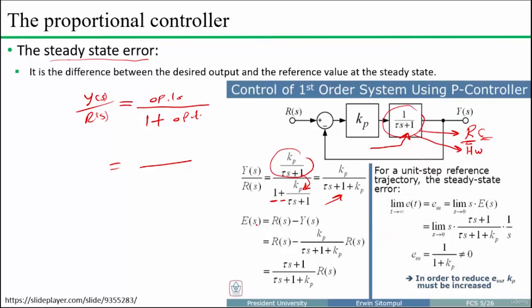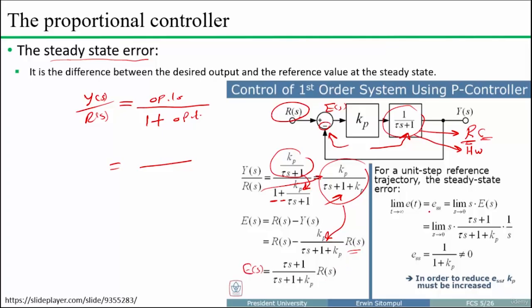Okay, let's now calculate the error. We can calculate the error from here. It will be equal to R of s, which is the input, minus the output or the measured value. So E of s equals R of s minus Y of s, and Y of s we can get from here. We can put this here, and R of s will be multiplied in this part. So we have here R of s, and this is the value of the error.